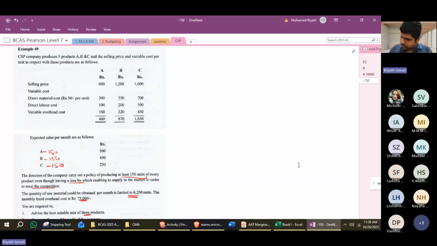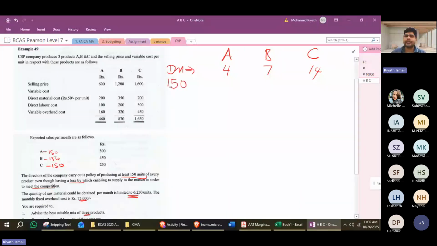Right. Now we'll work on this. The condition is we have to produce at least 150 of each unit. Then to produce A, B, C, the direct material we need for A is 4 units, here 7 units, and here 14 units. At least 150 of each they have to produce.